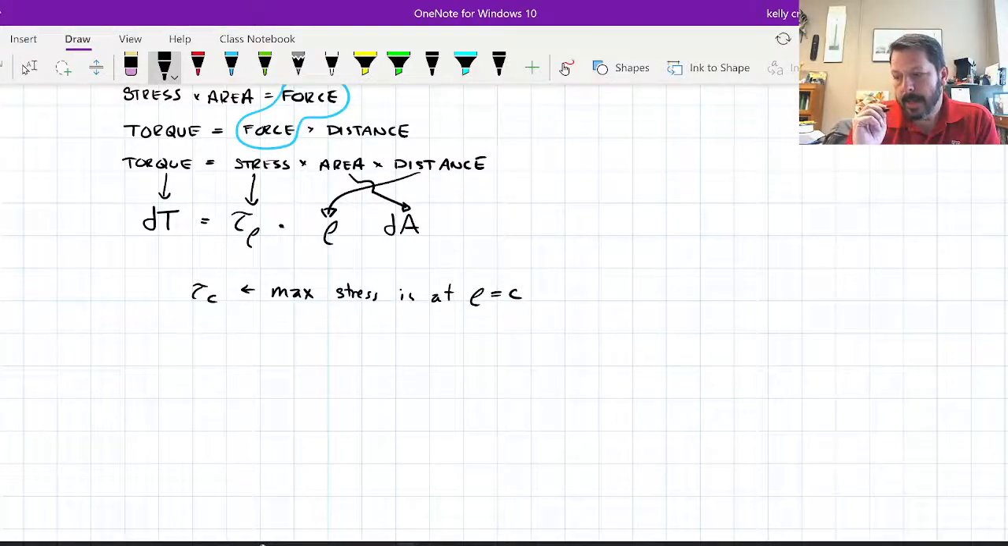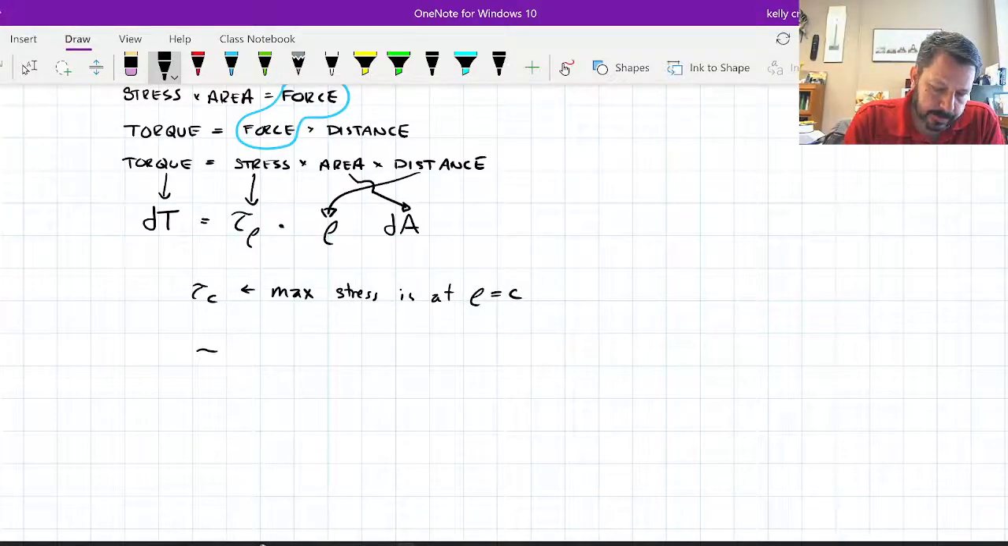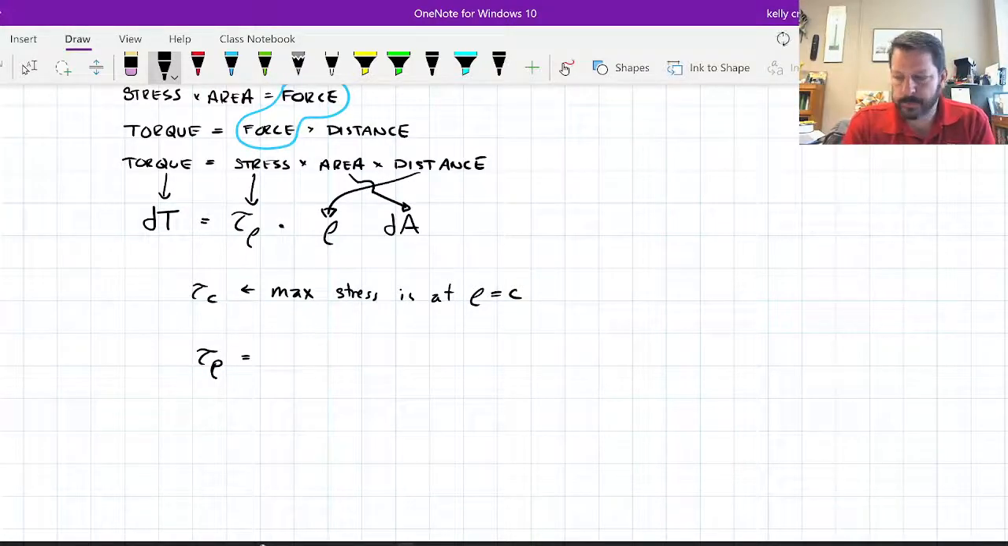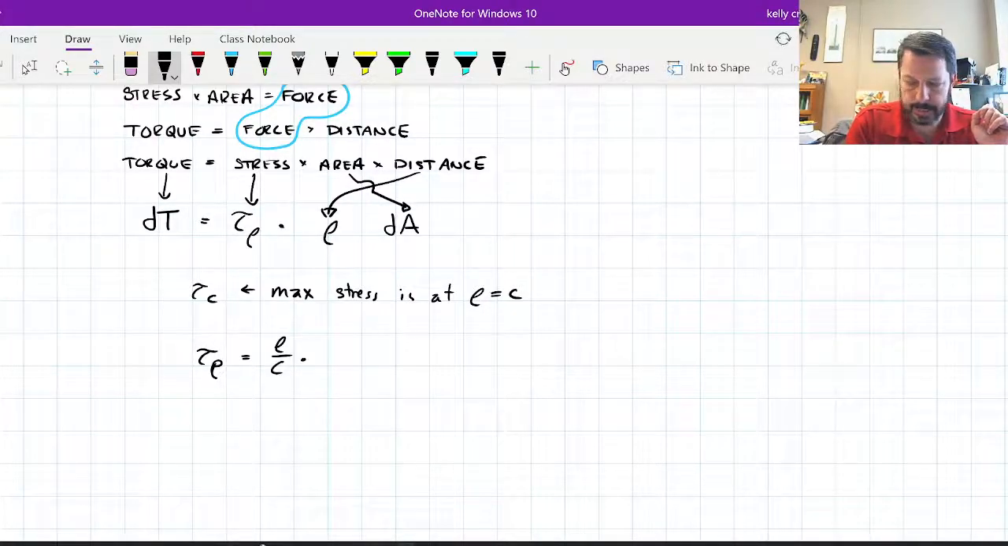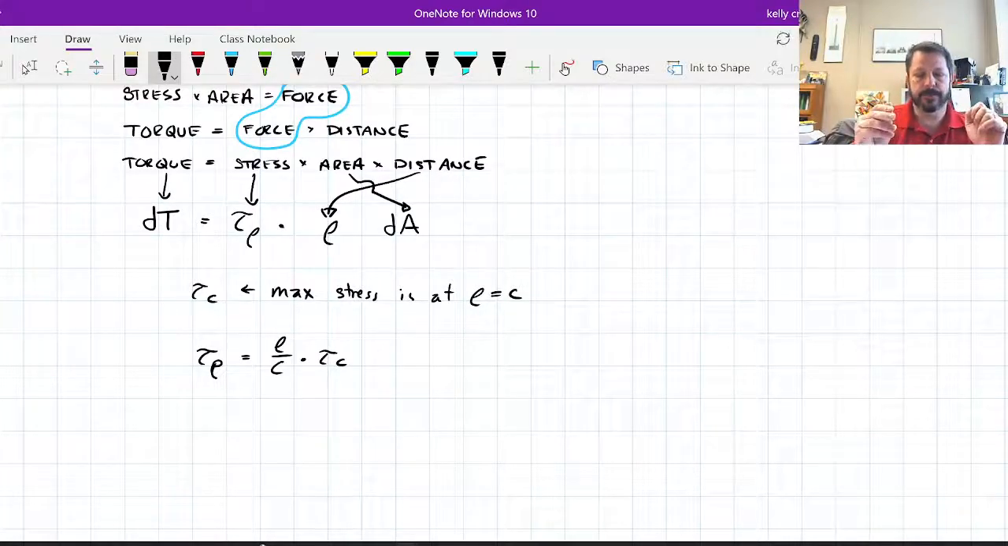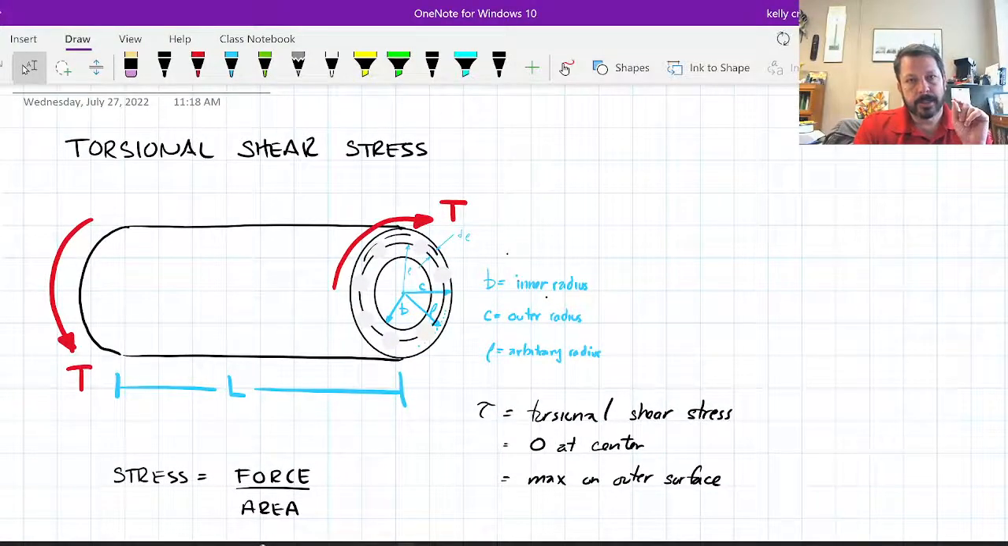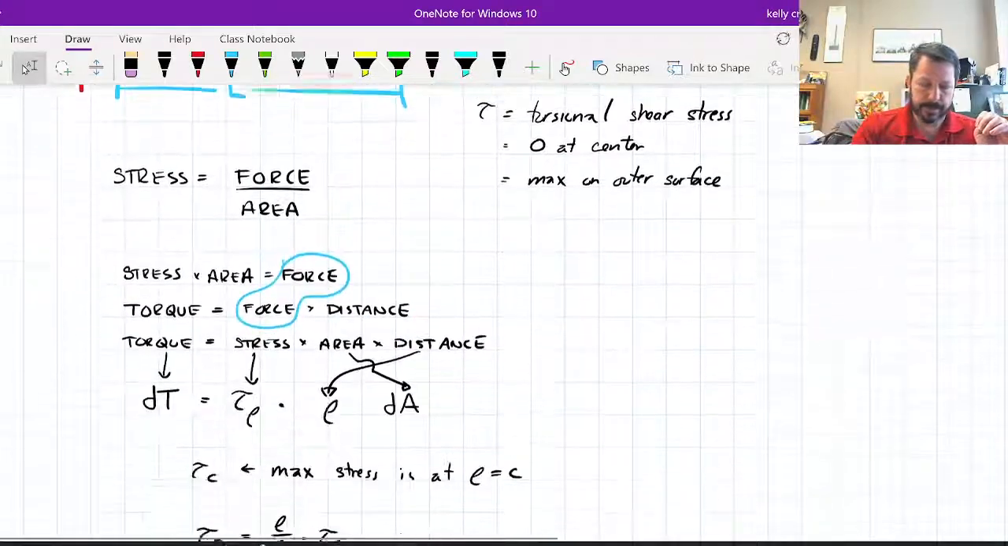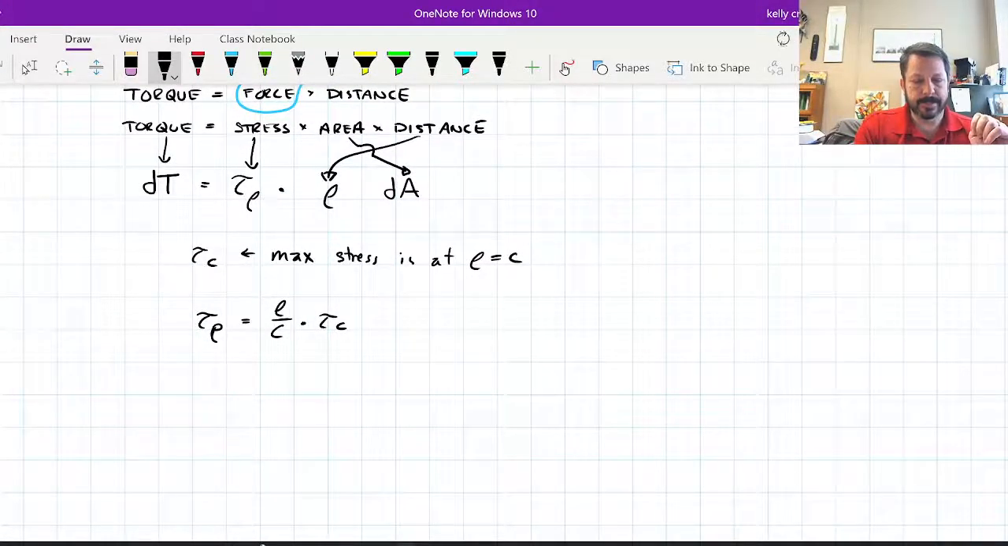So tau C. And I do know that tau rho, that's supposed to be a rho, not P, tau rho equals the ratio of rho to C times that maximum stress on the surface. One of the earlier things I said when we were looking at this picture was that the shear stress is 0 at the very center of the shaft, and it's maximum on the surface, and it varies linearly between those 2 points. That's what this equation is basically saying: there's a linear relationship between the stress at some point and the maximum stress on the surface.